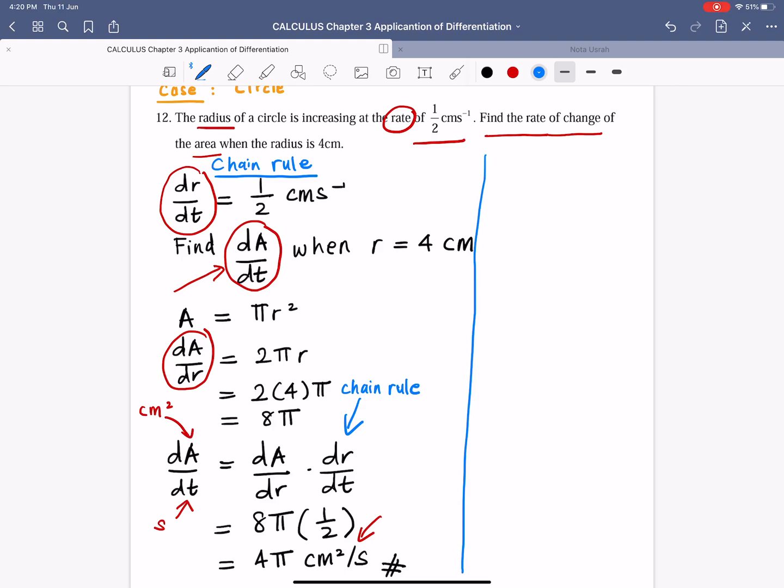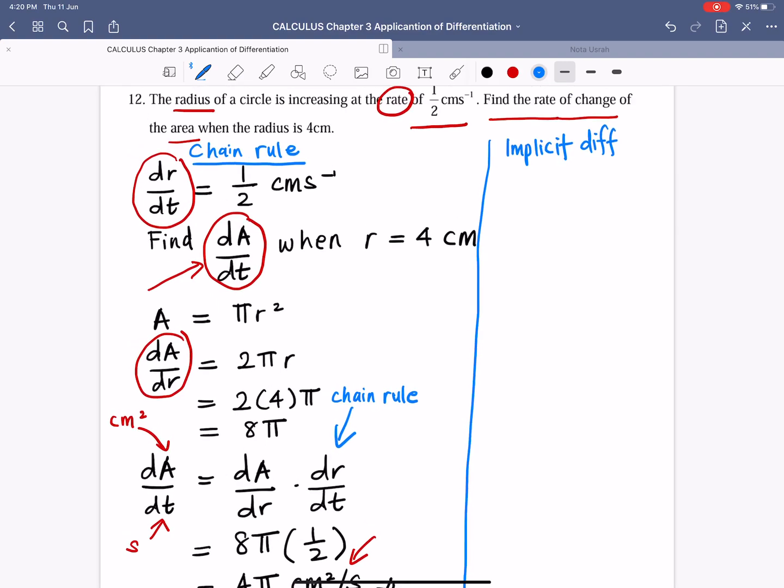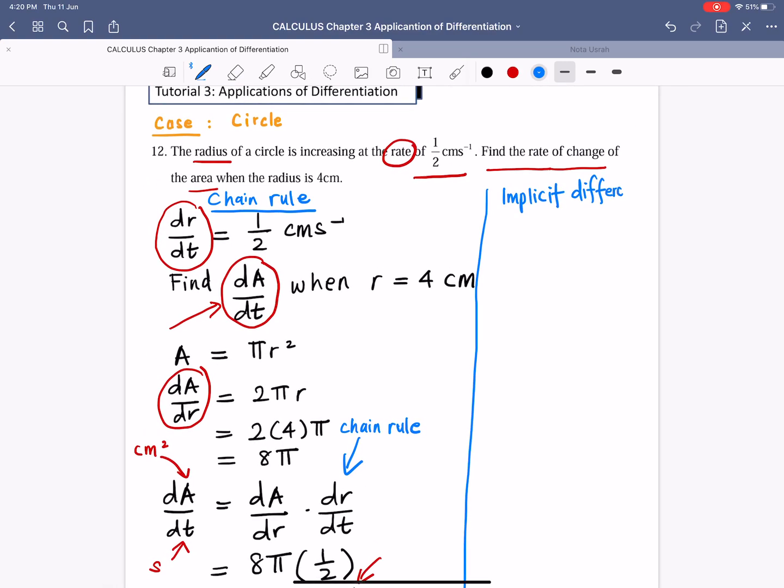You can also solve this problem by using implicit differentiation. If you want to use implicit differentiation, we will also use the formula A equals pi r square. So what we will do, we will differentiate with respect to time both sides.